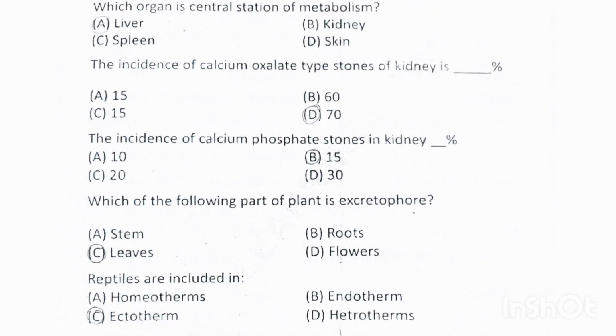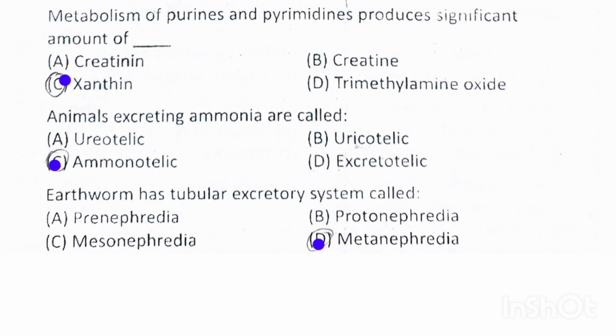500 ml. Which organ is the central station for metabolism? Liver. The incidence of calcium oxalate type stone of kidney is 70%. The incidence of calcium phosphate stone in kidney is 15%. Which of the following parts of the plant is excretophore? Leaves. Reptiles are included in ectotherms.